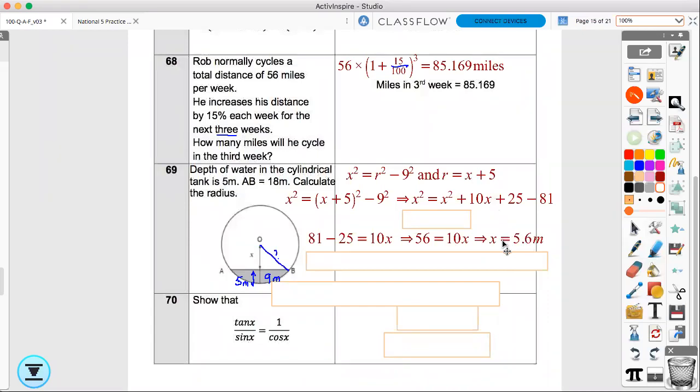But remember, I'm looking for the radius, not just x. So the radius now is going to be x plus 5. So what's 5.6 plus 5? 5.6 plus 5 is 10.6, which is what they gave us. So 10.6 meters.